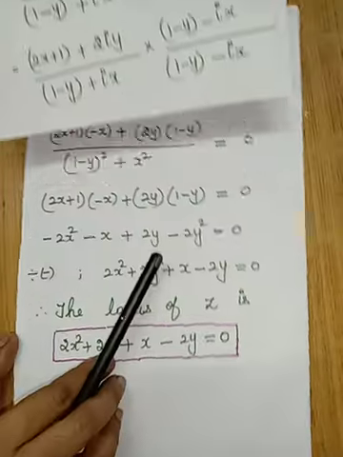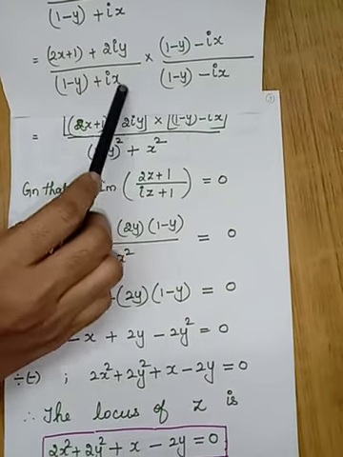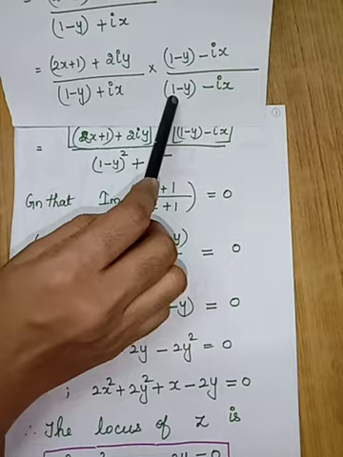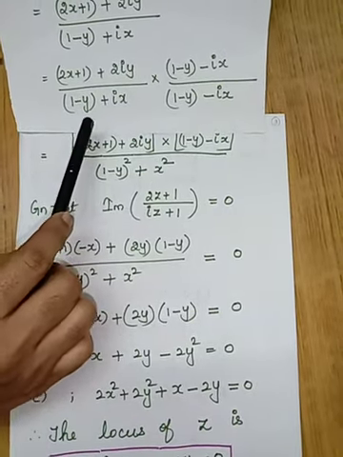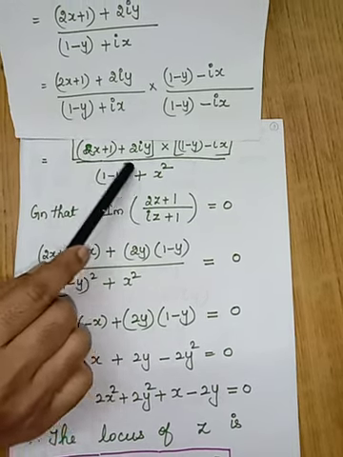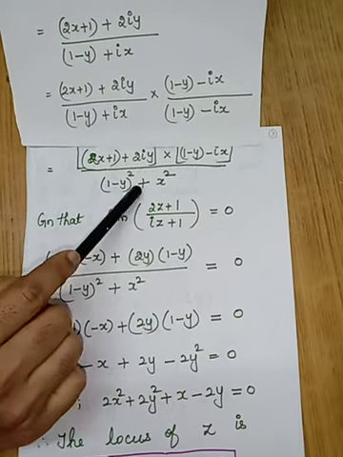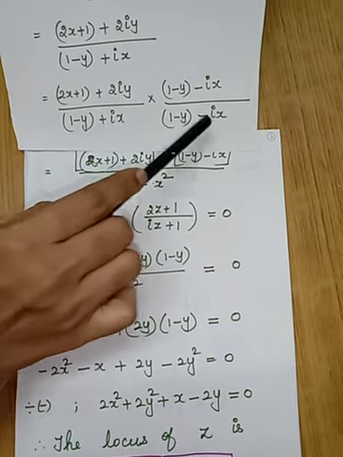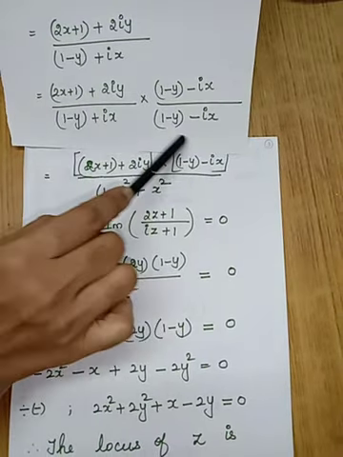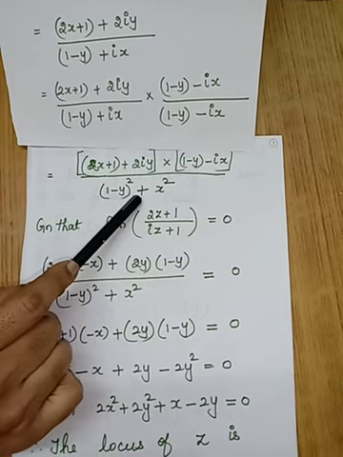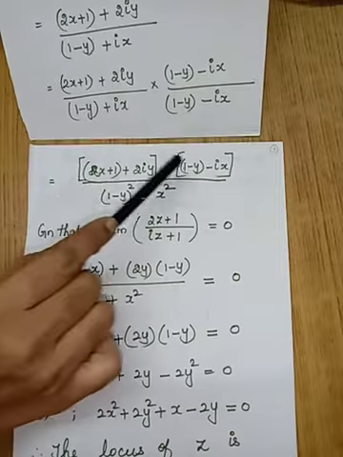Okay, look at this, the denominator. It is in the form of z into z bar. For z z bar, the formula is real part the whole square plus imaginary part the whole square. What is the real part? 1 minus y. So 1 minus y the whole square plus what is the imaginary part? Minus x. When you square it, it is x square. So the answer is real part the whole square plus imaginary part the whole square. And I am going to multiply these two complex numbers.